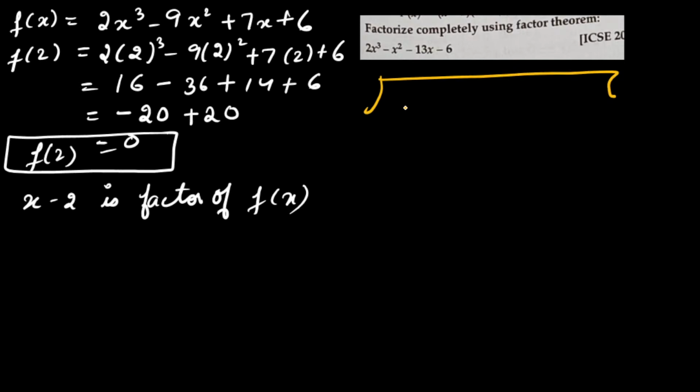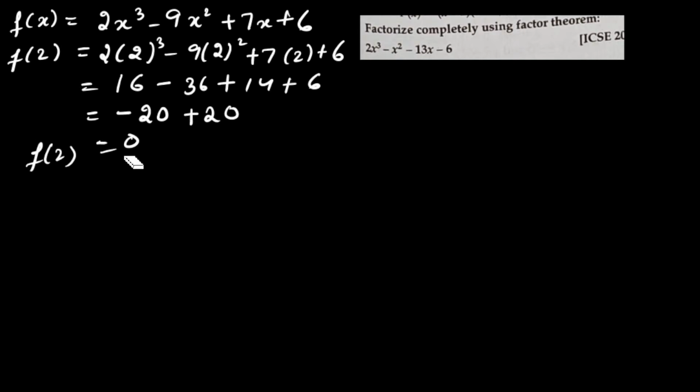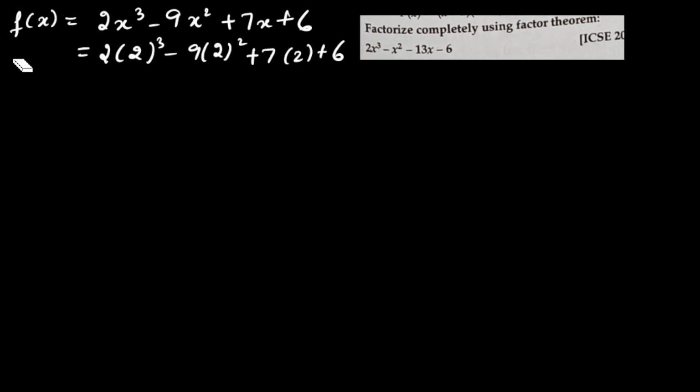So given the polynomial, I'll do one thing. We have found x minus 2, so this thing you have to write. I am telling you this is a part of the question. Whenever you are attempting this question, you have to write it down. I'm just going to clear this now because I need space for division.